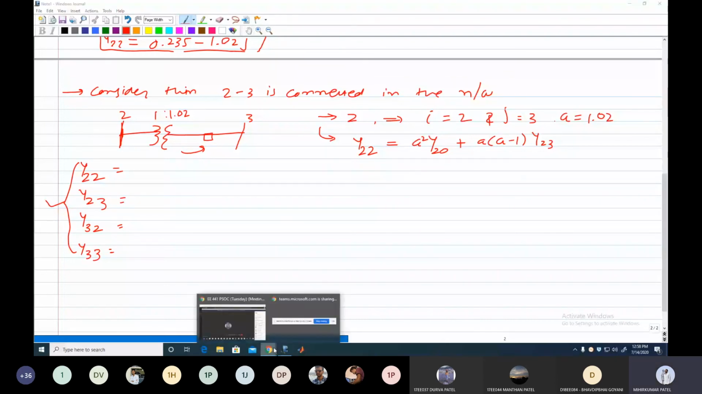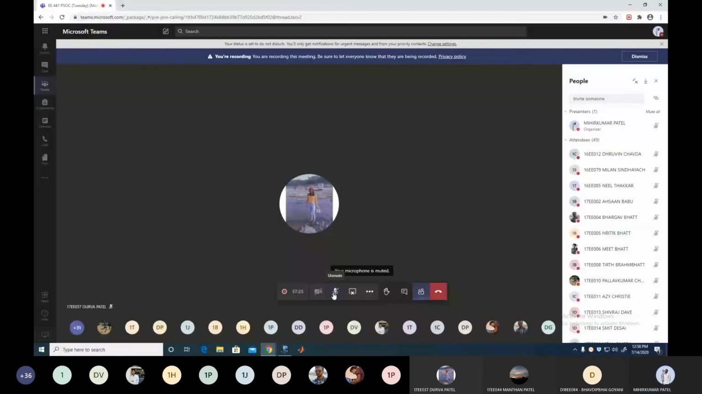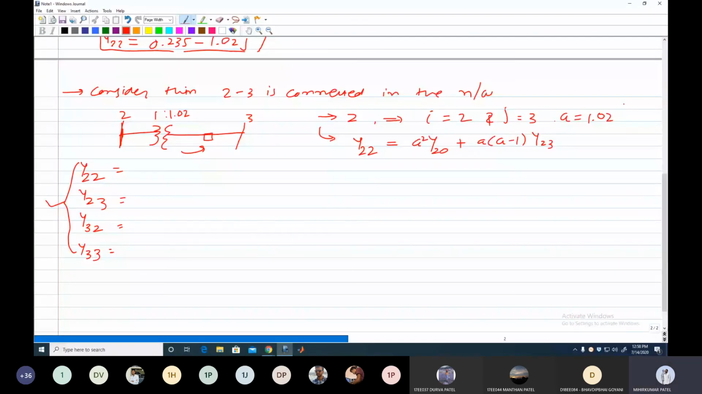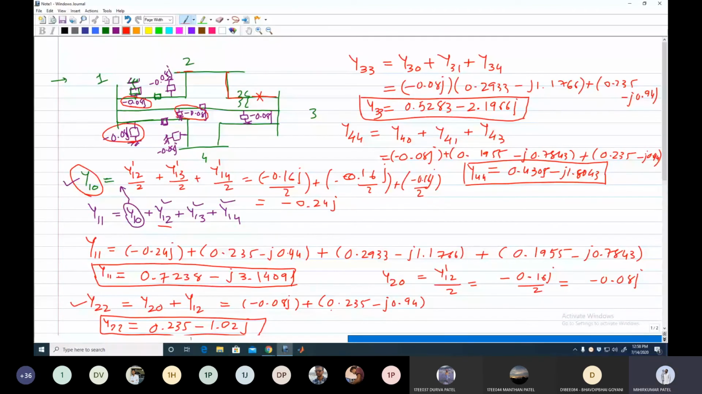Sorry for the interruption. Yes. So you have to calculate this y22. What is the value of y20? See the diagram. Shunt admittance offered by bus number 2, or total shunt admittance connected at bus number 2, minus 0.16.